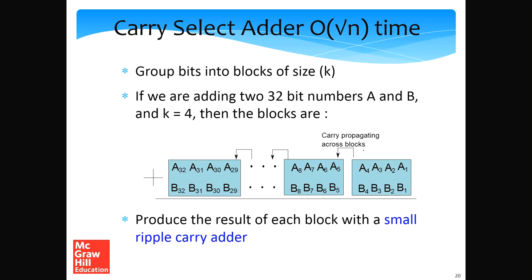So let's do one thing. Let's group bits into blocks of size k. If you're adding two 32-bit numbers a and b and k is equal to 4, then what we'll do is group them into blocks. We'll consider 4 bits at a time, a1 to a4, b1 to b4. Then we'll add them. A carry will propagate across the blocks. And for each block of bits, 4 and 4, we'll produce the result of each block with a small ripple carry adder. So we'll have separate ripple carry adders for each such small block.